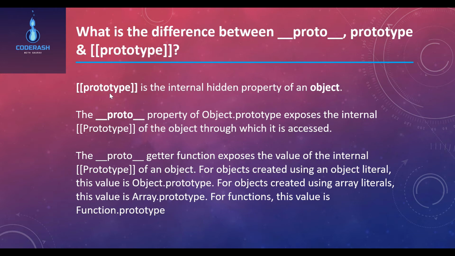There is a simple rule: prototype in the square brackets is an internal hidden property of an object, and you access it through underscore underscore proto. So there is no difference between these two. Underscore underscore proto gives us a way to access the object's prototype. Whenever you create an object, the prototype property will be created, and underscore underscore proto gives us a way to access that. It is as simple as that. Let us now jump into code and see what we just did.